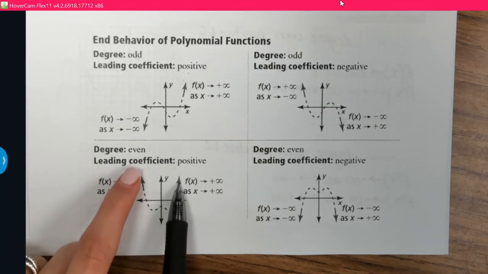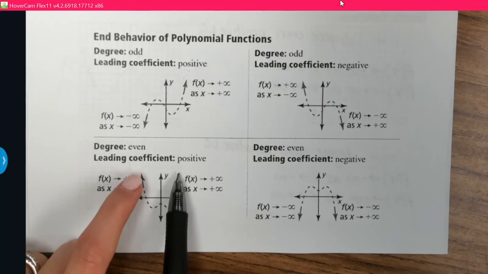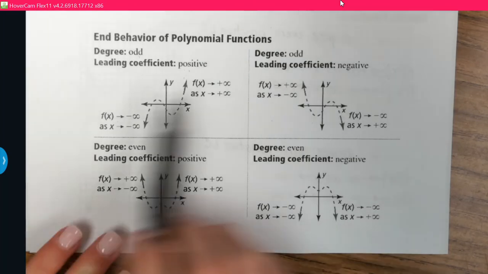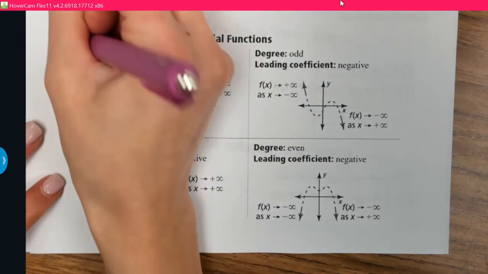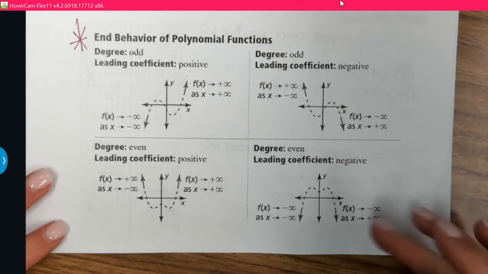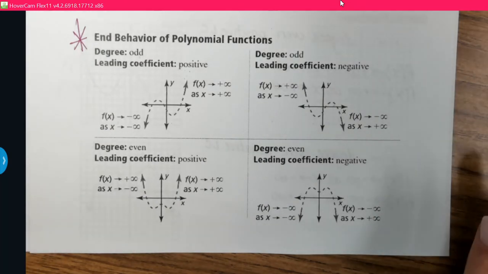So if your leading coefficient is positive, they're both going to positive infinity. If your leading coefficient is negative, they're both going to negative infinity. That's really the main thing. If you can get that down, then it doesn't matter what function I give you, you should be able to determine what the end behaviors are.